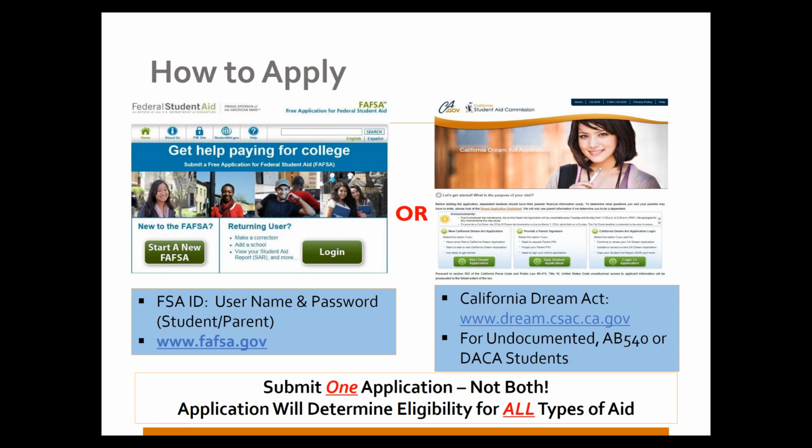Also, the DACA students receive a Social Security number. However, that number is only a work permit. That Social Security number allows them to work in the U.S., but does not allow them to receive federal aid. Therefore, they cannot apply for FAFSA. They will have to complete the DREAM Act application. Next slide.